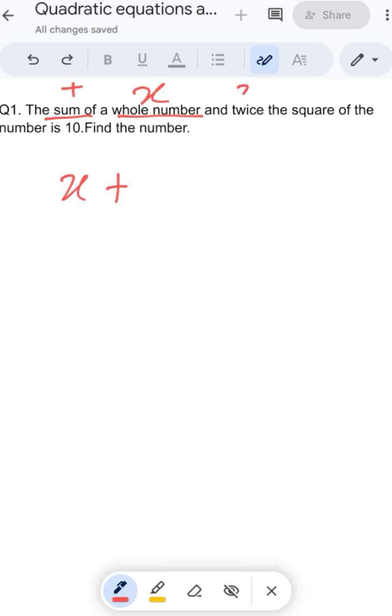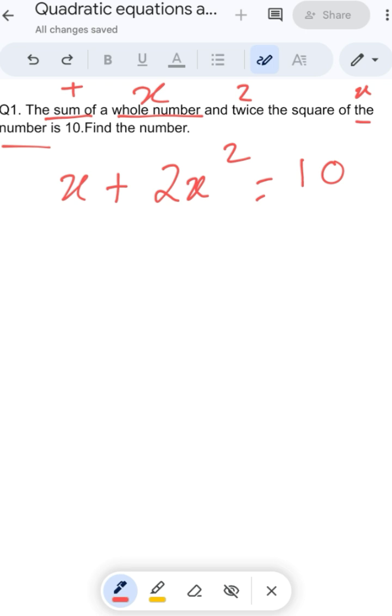And twice the square of the number. Twice means 2 times, right? The square of the number. The number was x, right? And square of this x, this means 2x square is 10, means is equals to 10. Okay, so let's start with it. The sum of a whole number and twice the square of the number is 10.